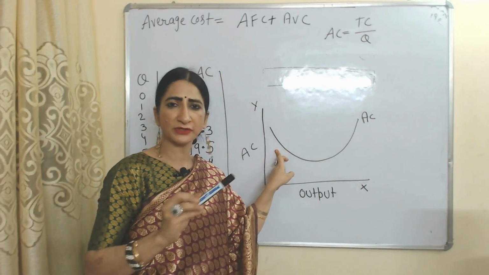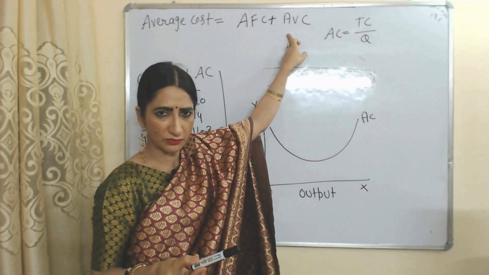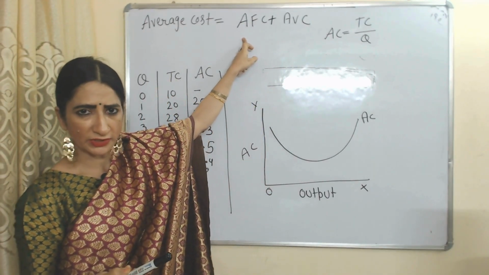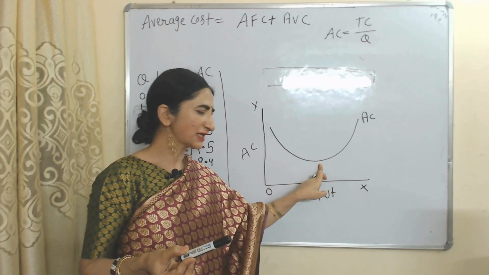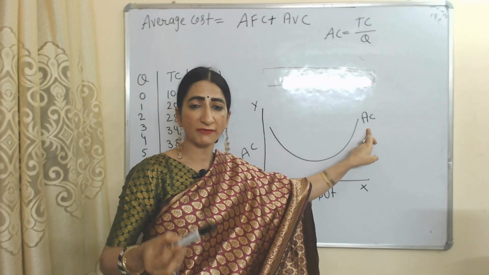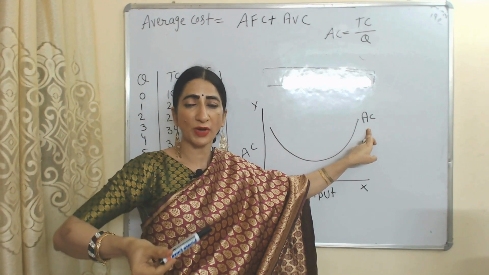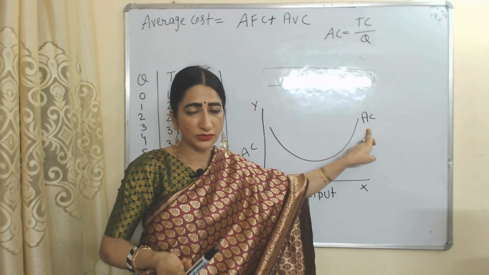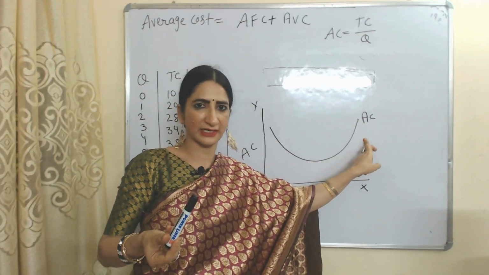Initially there is proper utilization of the fixed factor. That's why our average variable cost is reducing. Average fixed cost is also reducing. Eventually our average cost also reduces. After some time it becomes constant, then it starts increasing because after some time there is over utilization of the fixed factor. That's why our average variable cost starts increasing. Eventually average cost also starts increasing.